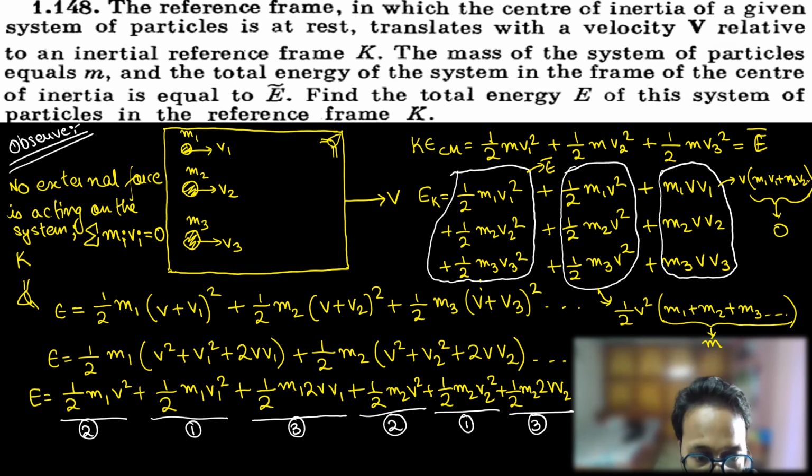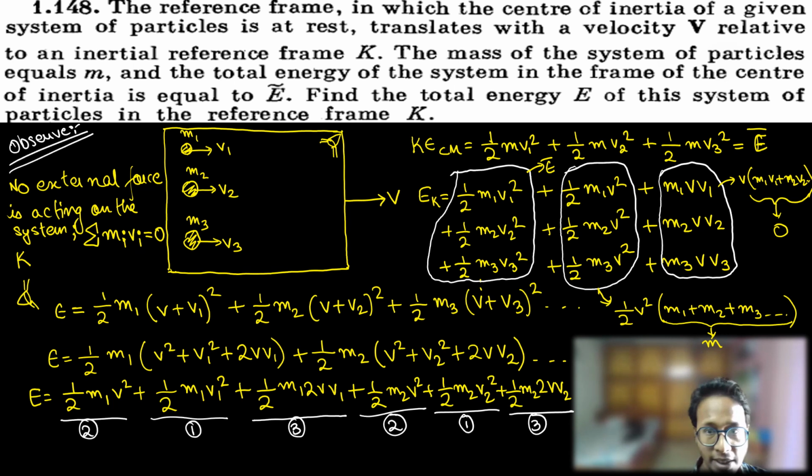So what we get in our answer is: kinetic energy as seen by this frame of reference is equal to kinetic energy as seen by this frame of reference plus half total mass into velocity of the frame squared. Understood?